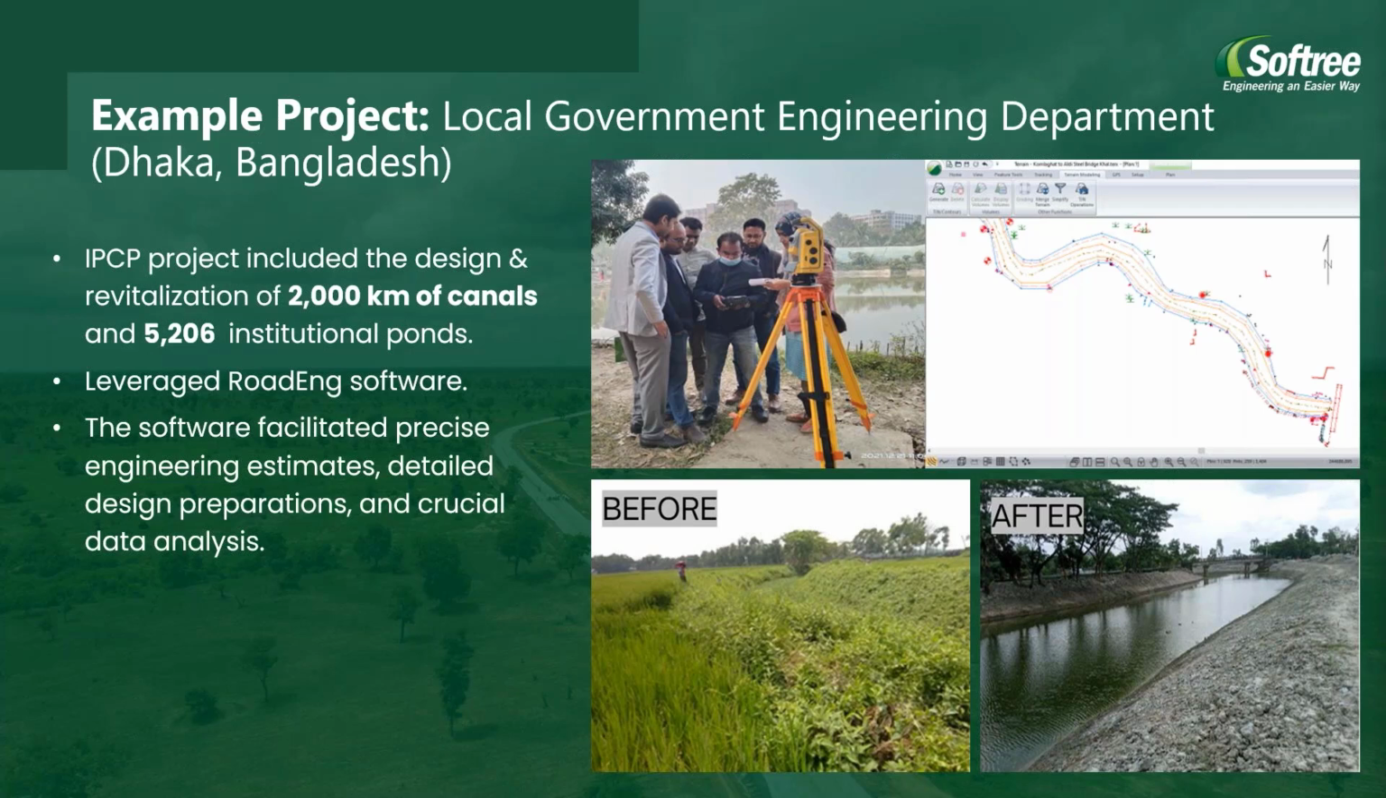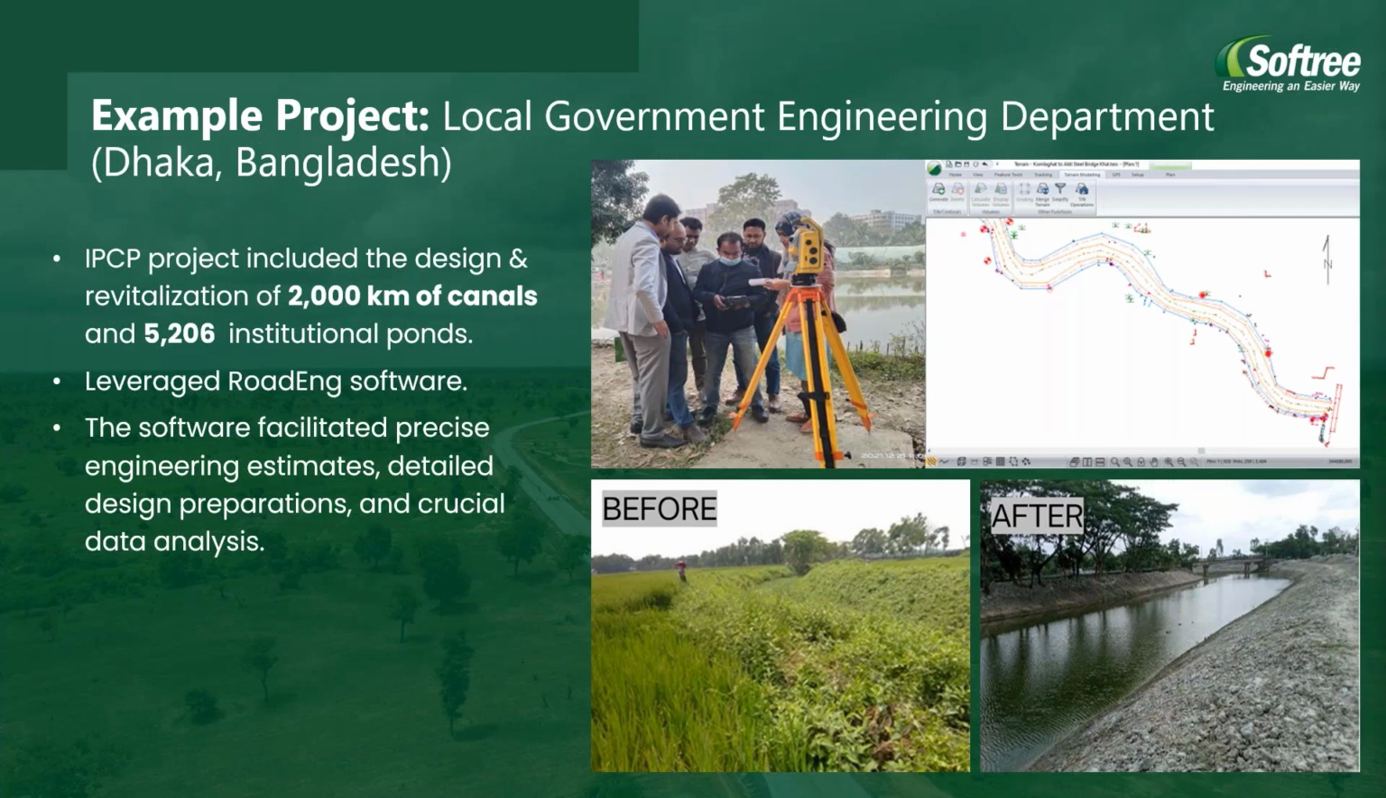In the end, the IPCP project took a few years, and they were able to design and revitalize over 2,000 kilometers of canals using RoadEng, as well as over 5,000 ponds. The software helped to facilitate engineering estimates, detailed design, and data analysis. And this design at this scale in a rural setting, and I must say, with very limited training and support from Softree, is absolutely incredible, and I certainly applaud them on the magnitude of their work.